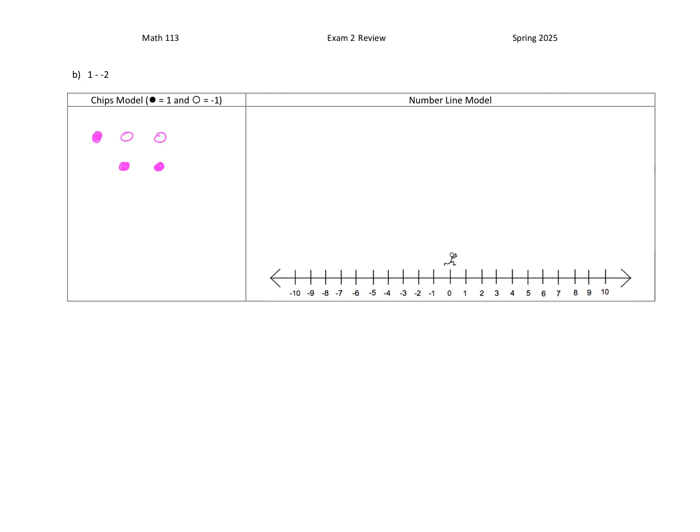And now I can take away these 2 negative chips. Take those away, and what's left is 3 positive chips.